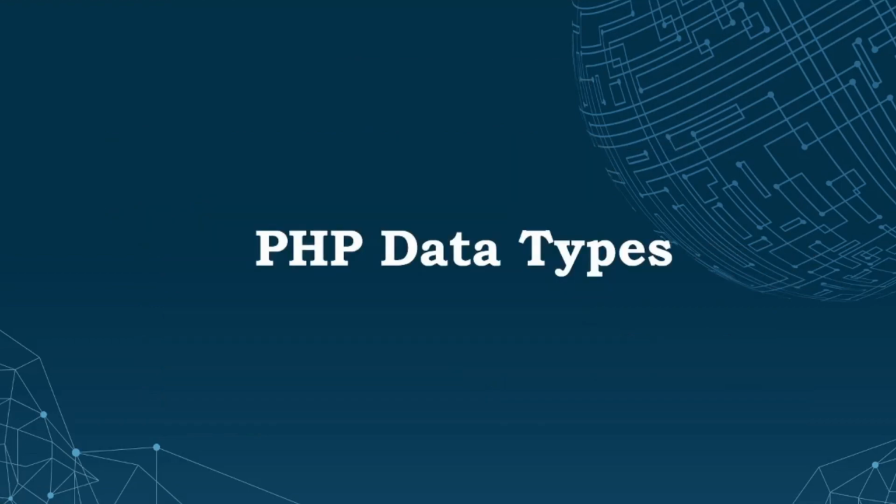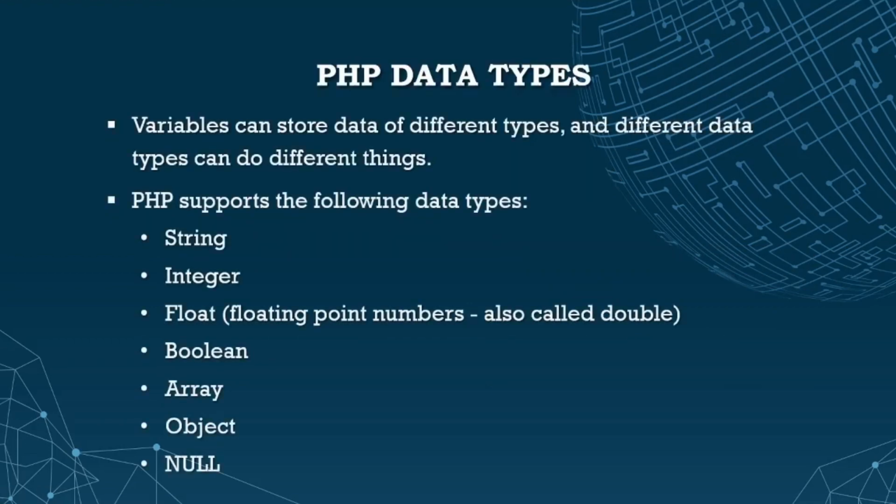So ano ba yung PHP data types? So these are the different data types that are supported in PHP. Variables can store data of different types, and different data types can do different things. So ito yung sinusuportahang mga data type ng PHP. We have the string, integer, float, boolean, array, object, and null.